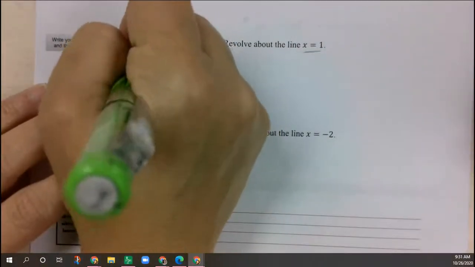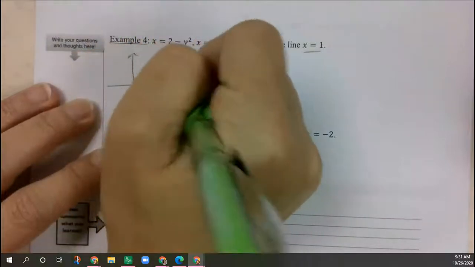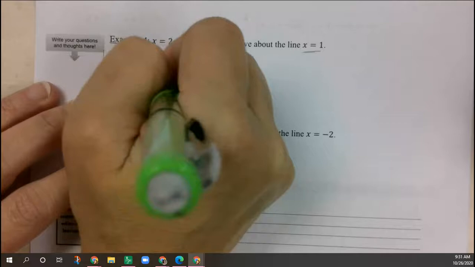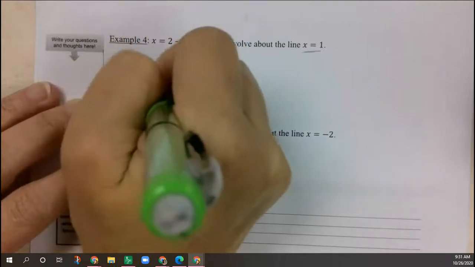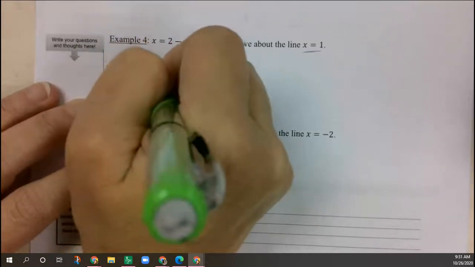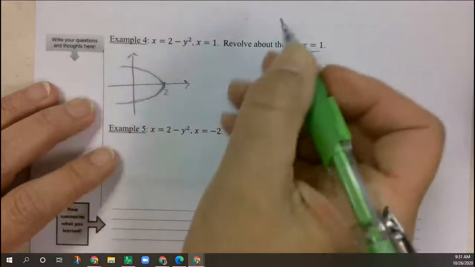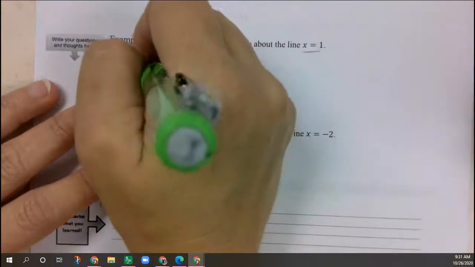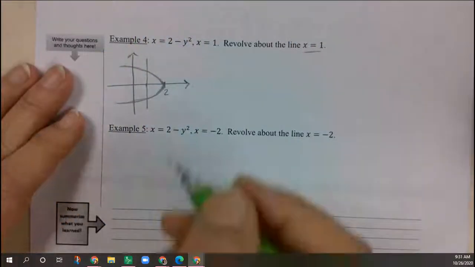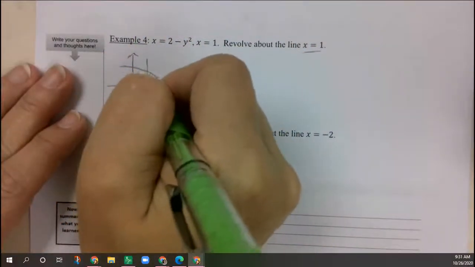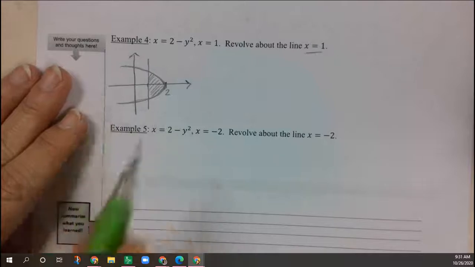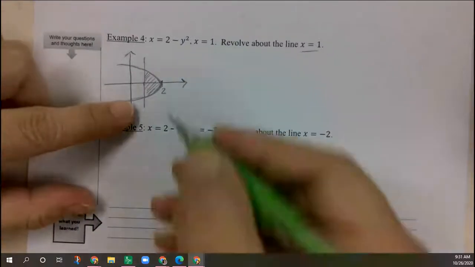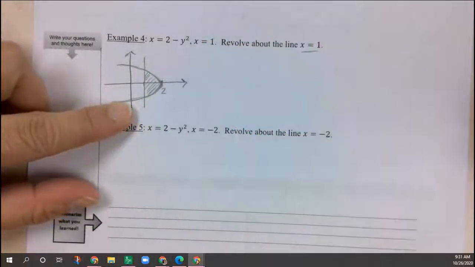So I'm going to sketch this graph for us. x equals 2 minus y squared. That's going to be like a sideways parabola like this. And x equals 1, a vertical line like this. And so we're going to take this region, and that's what's going to be rotated around x equals 1. And this is our axis of rotation.